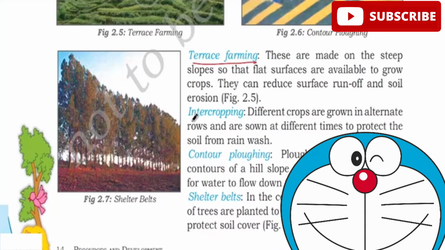Then you have something called intercropping. Different crops are grown in alternate rows and are sown at different times to protect soil from rainwash.